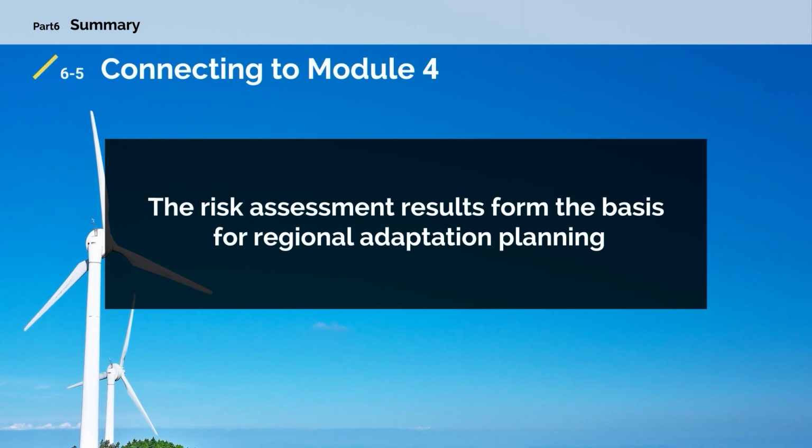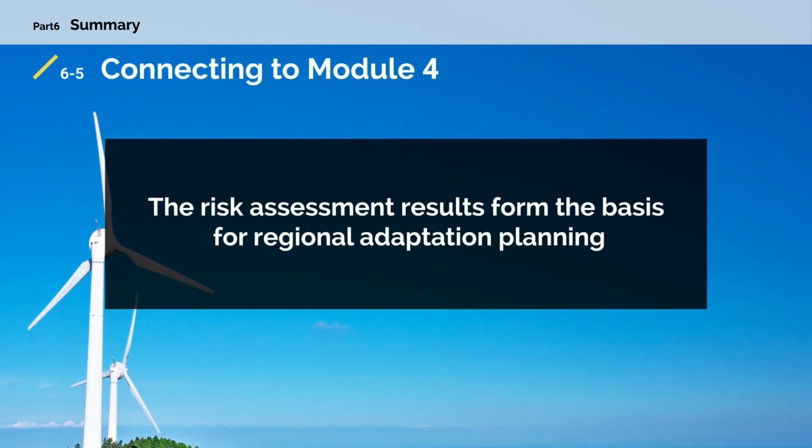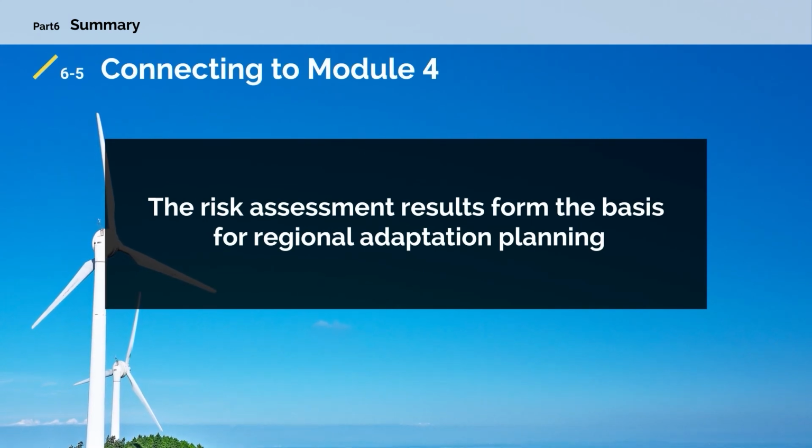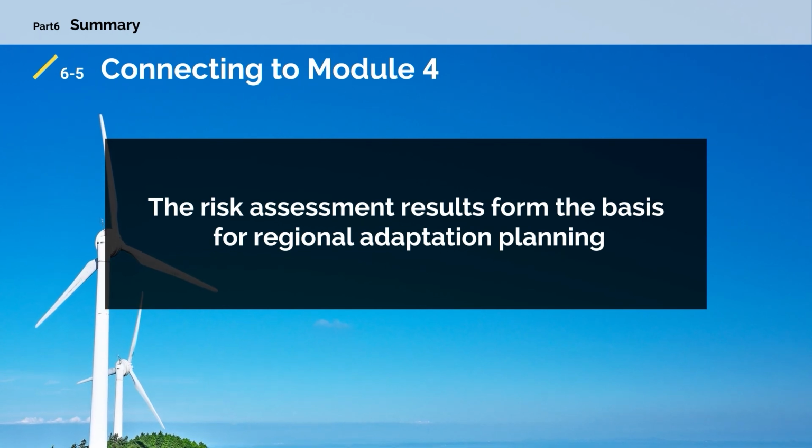Module 4 will introduce adaptation planning at the local level. It will also present examples of how risk information can be used for implementation.